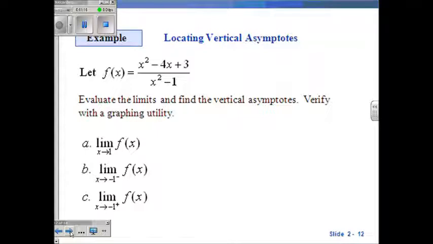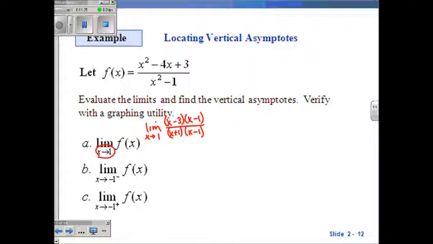Okay, so the first thing I want to do is find the limit as x approaches 1. I'm talking about a two-sided limit here. So that's going to be my limit of x. Now I'm going to go ahead and factor this, to save some time. I know if I put 1 in, I'm going to have a 0 in the denominator. So let's go ahead and factor. That's x minus 3, x minus 1 over x plus 1, x minus 1.